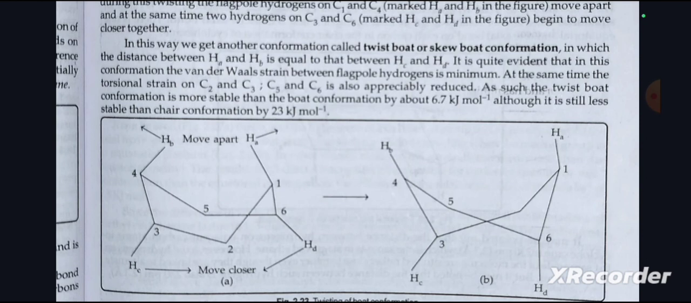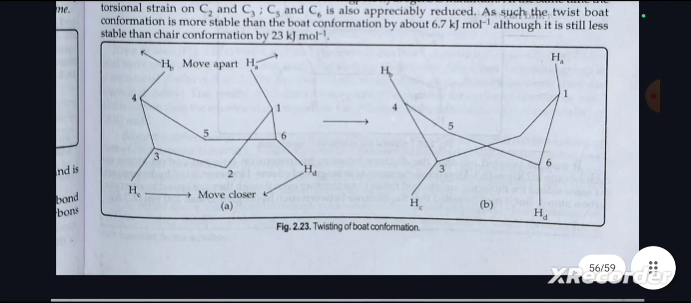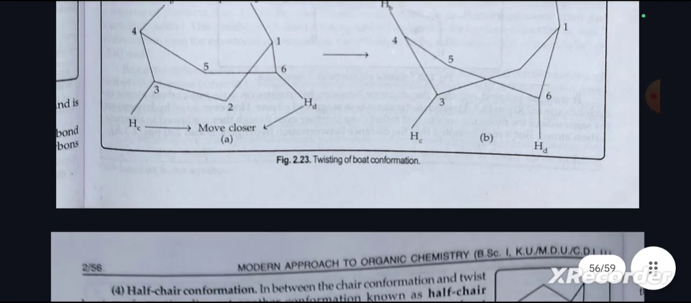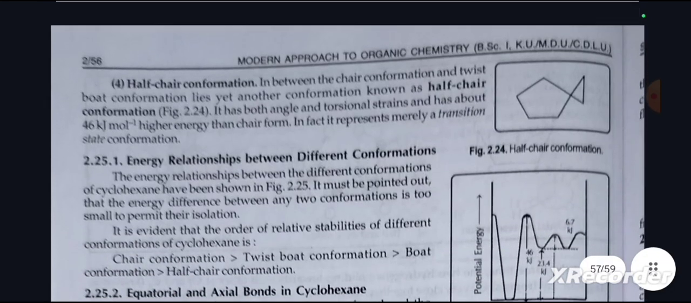As such, the twist boat conformation is more stable than the boat conformation by about 6.7 kJ per mole, although it is slightly less stable than chair conformation by 23 kJ per mole. Figure 2.23 Twisting of boat conformation.